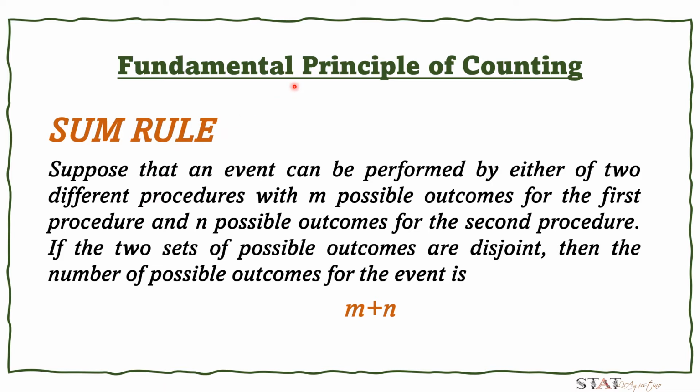The first fundamental principle of counting is the sum rule. Suppose that an event can be performed by either of two different procedures, with m possible outcomes for the first procedure and n possible outcomes for the second procedure. If the two sets of possible outcomes are disjoint, then the number of possible outcomes for the event is m plus n. So remember, this is the number of possible outcomes.